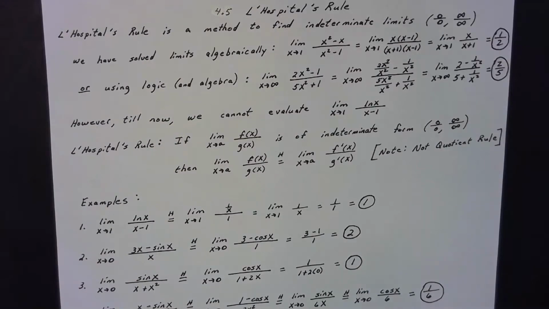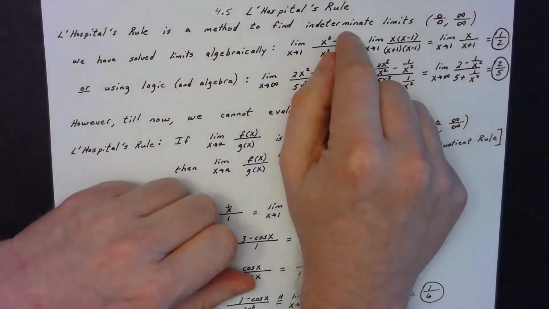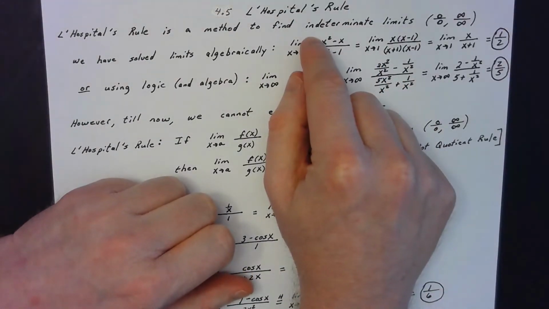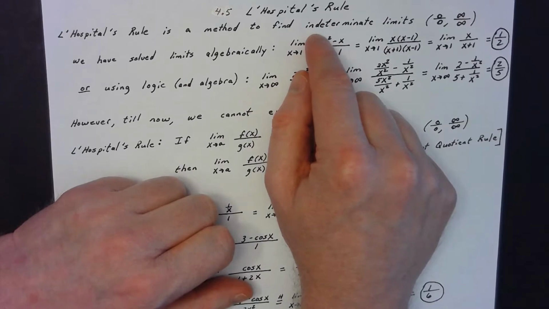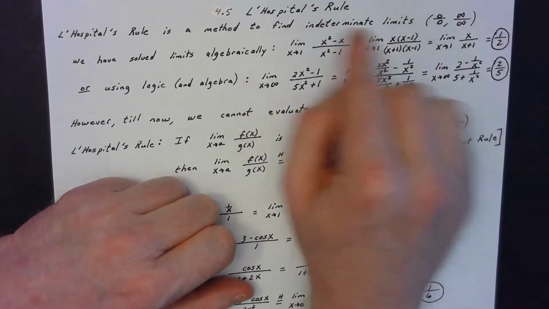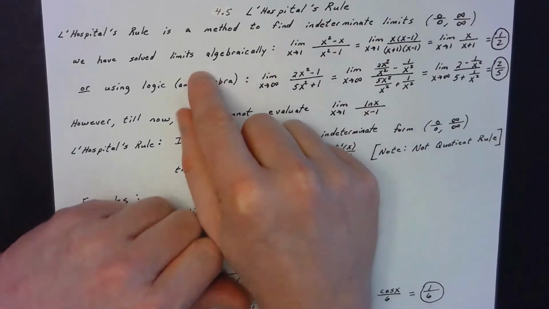For section 4.5, let's talk about L'Hospital's Rule. Now, L'Hospital's Rule is a method to find indeterminate limits. We've seen limit problems in earlier sections, and this is just going to give us one more useful tool in order to evaluate them, and it's actually the best tool. So let's go back and think about how we did limits back in Chapter 2.